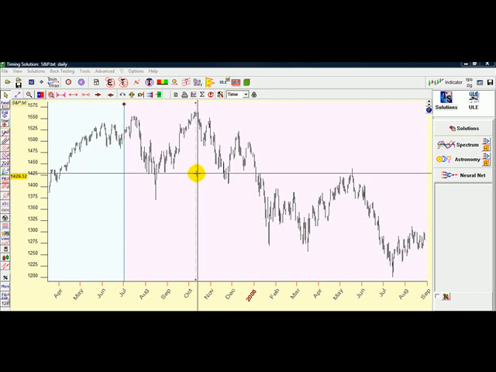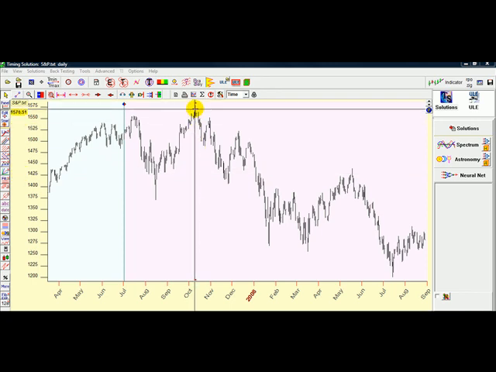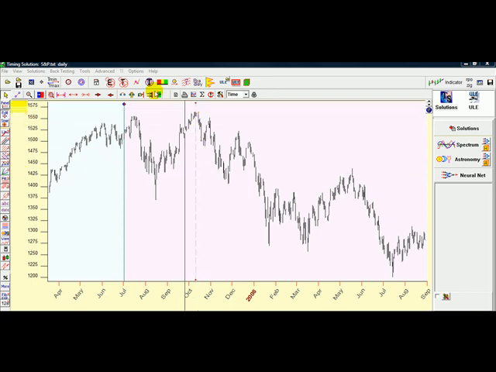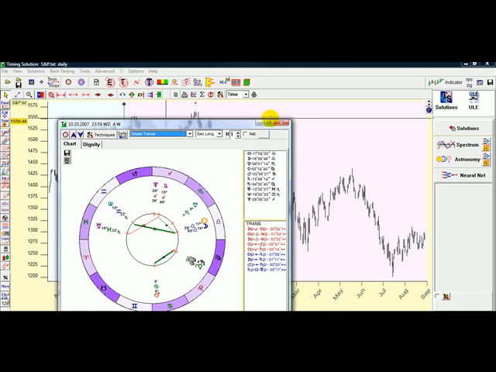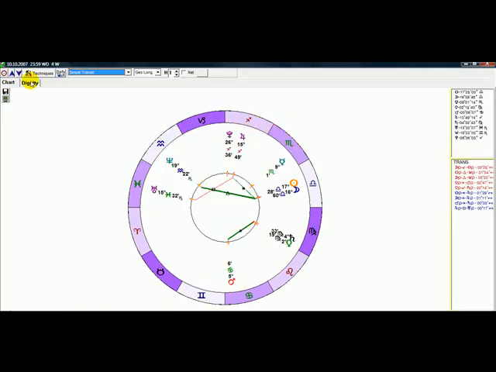Now let's have a look at something different, another point in the market, which was the high in October. Let's have a look at what the relationship between the sun and the moon was on that day. Here we have the 10th of October 2007, and we can see that the sun and the moon are conjunct. So that's a new moon phase in Libra, which is a cardinal sign. And so let's have a look at what happens with this.